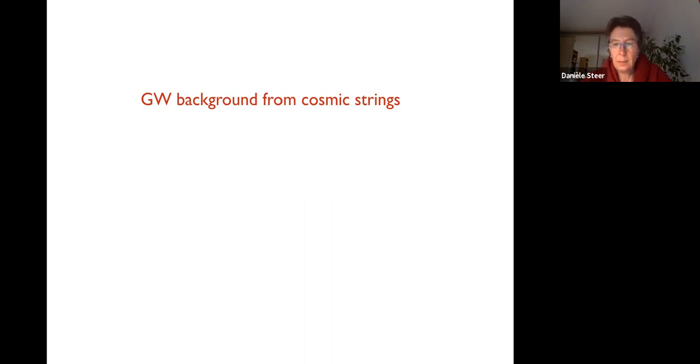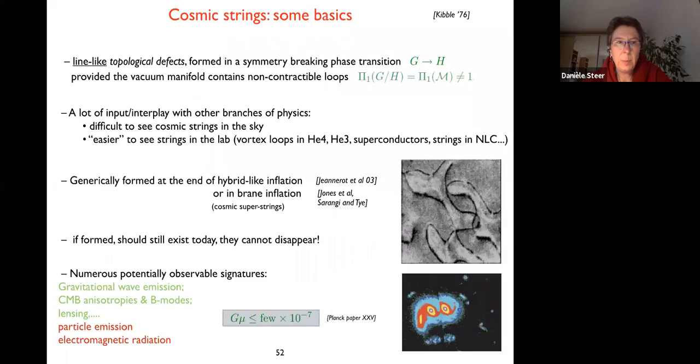And maybe they sound elaborate, but in a sense, they're not elaborate, because topological defects exist whenever you have a symmetry breaking phase transition. So let's say your symmetry at high temperature is G, and the symmetry in your theory is broken down to H. And you can show that there will be line-like defects as long as the vacuum manifold is non-contractible.